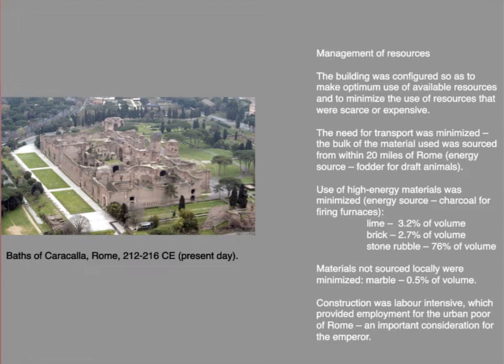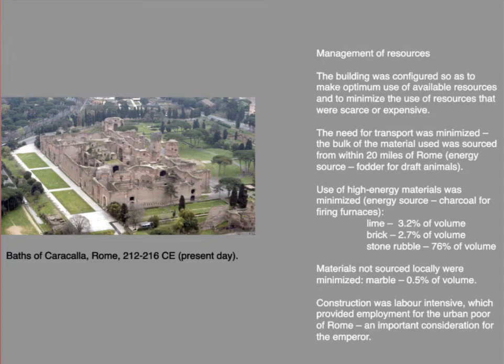A secondary benefit of the adoption of a labour-intensive method of construction for the Baths of Caracalla was the provision of employment for the urban poor of Rome, and this was of course always a concern for emperors who had to avoid social unrest as a potential threat to their power.